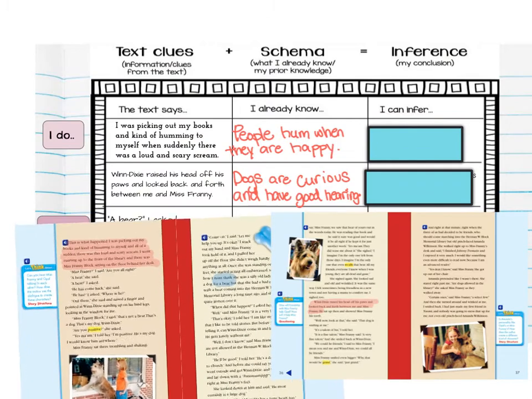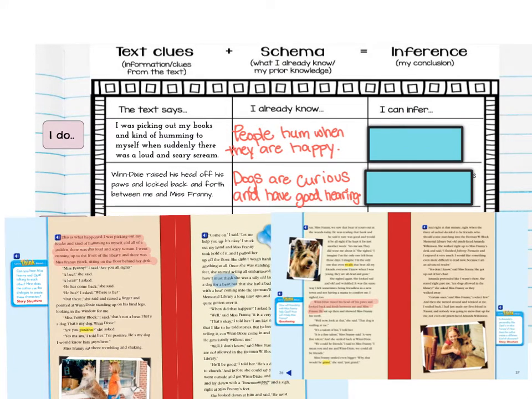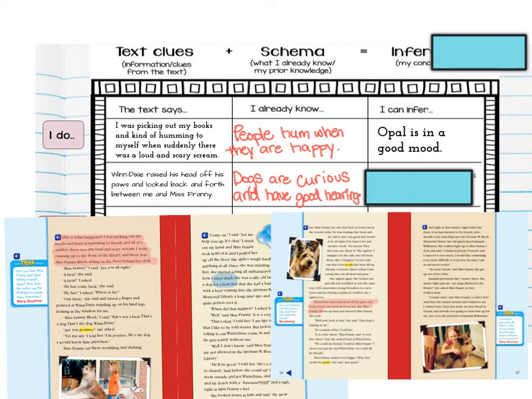And now I'm going to activate my schema, what I already know. Well, I already know from my own experience that people hum when they are happy. I also already know that the main character enjoys going to the library. She spends a lot of time there. So that can lead me to an inference. I can infer that Opal is in a good mood. She's at one of her favorite places and she's humming. So notice how that clue from the text supports my inference.